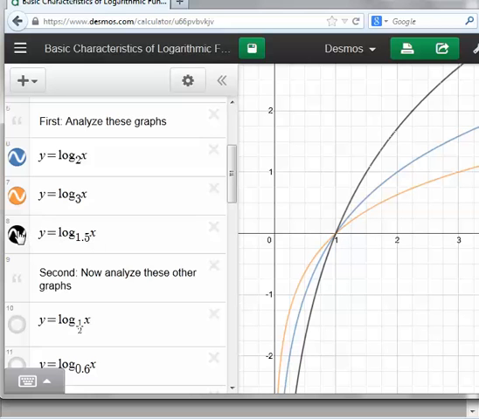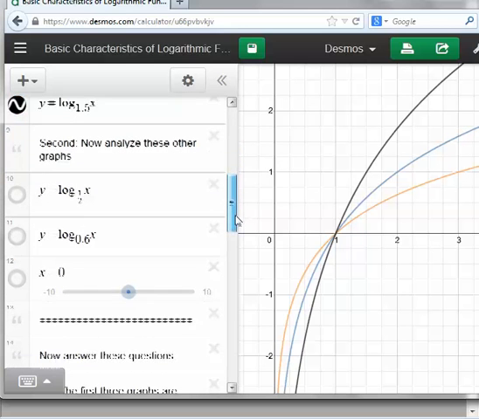And when you guys graph this last function, base 1.5, notice that as you go from left to right, they all increase. Okay, and basically what they have in common is that all these bases are bigger than 1. So that's something you guys want to remember.